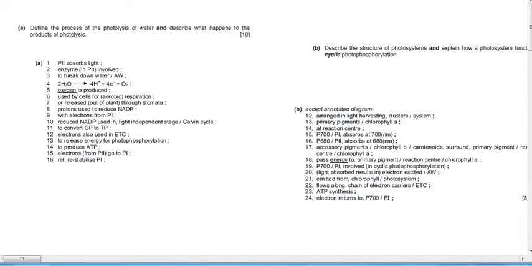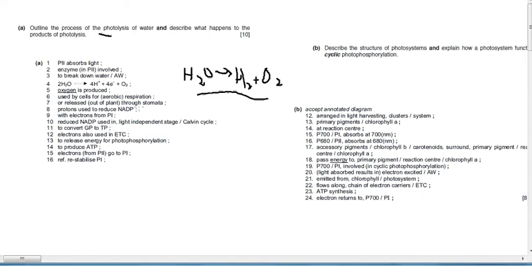In this video we will take a look at the process of photosynthesis and some of the questions regarding it. So we have the first question here: outline the process of the photolysis of water and describe what happens to the product of photolysis. So we have to outline the photolysis of water, which is simply water breaking down to give us hydrogen and oxygen, right? So this is the general process, okay? And the outline of these points over here.